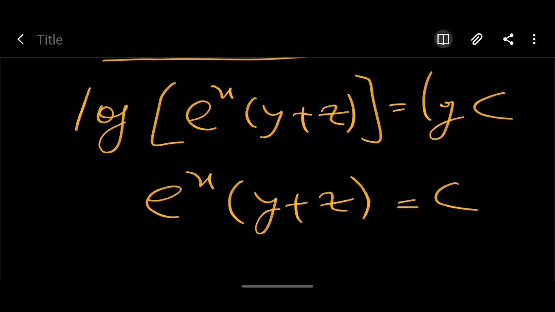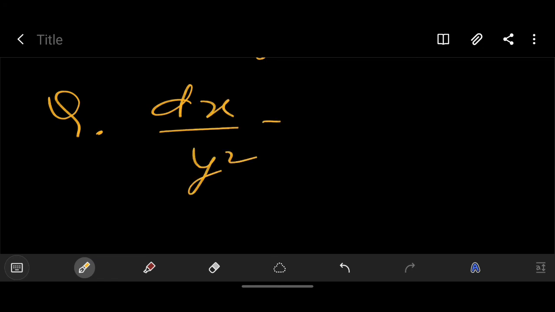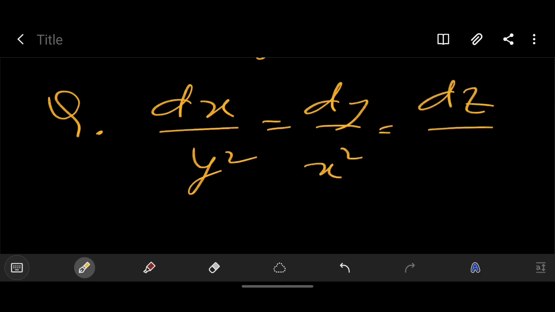So I think that is enough for now, and you can solve some other examples on your own. I'll write two examples here which you have to solve. The first one is a simultaneous equation, which you have to solve just like we solved in the first case. Solve this: dx/y^2 = dy/x^2 = dz/(x^2 y^2 z^2). All right, so this is the first question.